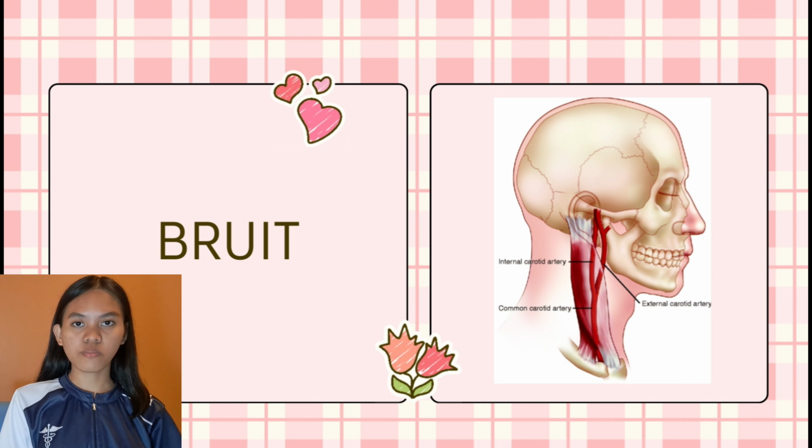This is caused by turbulent blood flow in our arteries, especially in the carotid artery, which is the artery that supplies blood and oxygen to our brain. So if this is present, there's a possibility that there's a blockage or narrowing in the blood vessels.